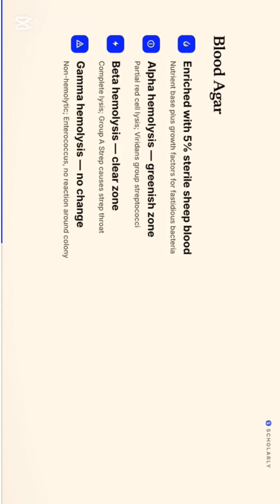Alpha hemolysis, a greenish discoloration around the colony, meaning partial lysis. Beta hemolysis, a clear transparent zone, meaning complete lysis. And gamma hemolysis, no change at all. In practice, a throat swab plated on blood agar showing beta hemolysis points straight to group A Streptococcus, the cause of strep throat. One plate, one clear answer.